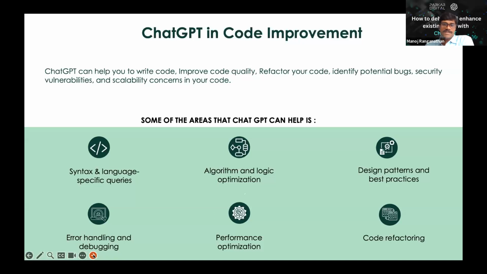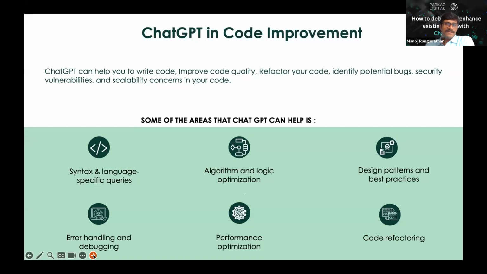So the main focus for our discussion today is on the software development lifecycle, specifically the development and debugging of code, which many of us would be really interested in. So with that, I would like to discuss a few things about ChatGPT in code improvement, and where all it can help in the SDLC. ChatGPT can help in code improvements by providing guidance, suggestions, and explanations related to various programming languages, algorithms, design patterns, and best practices. Here are a few ways in which ChatGPT can assist you.